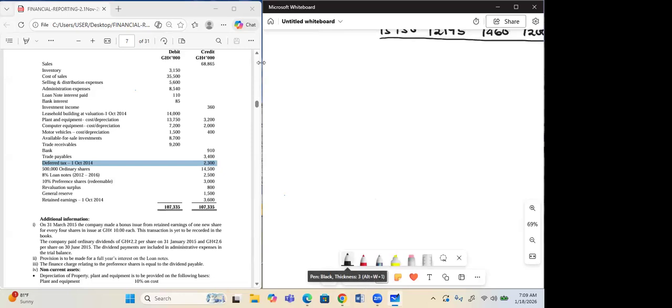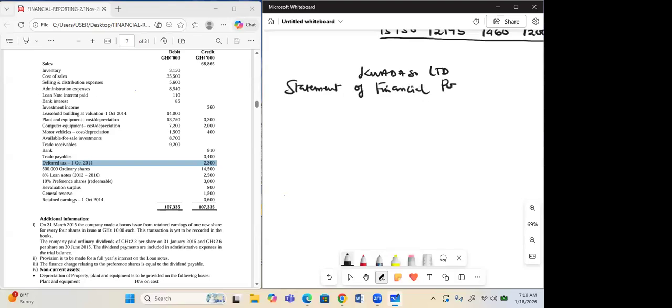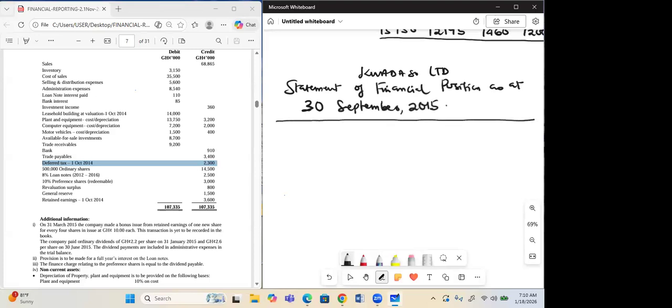So, Father So Limited. Statement of financial position as at 30th September 2015. The statement was in thousands.